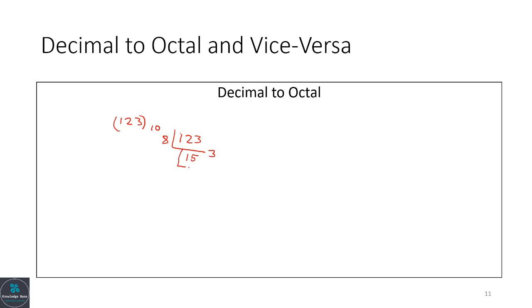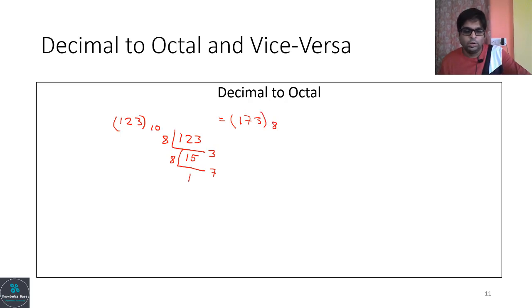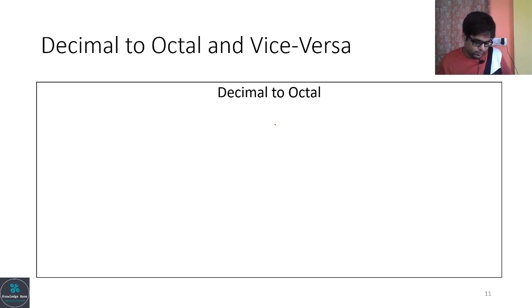Now divide this 15, so that the quotient will be 1 and the remainder will be 7. Now the quotient is less than the base, so we can stop the division and we can write that it is 173 in octal. Right? Take another example. Suppose a small number 10.